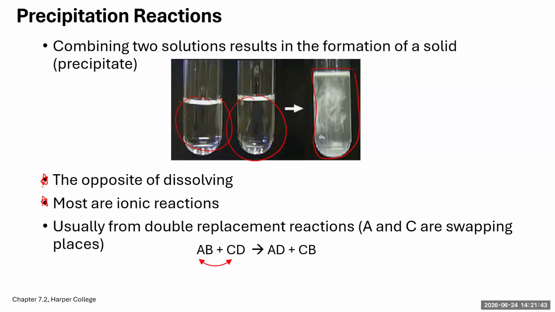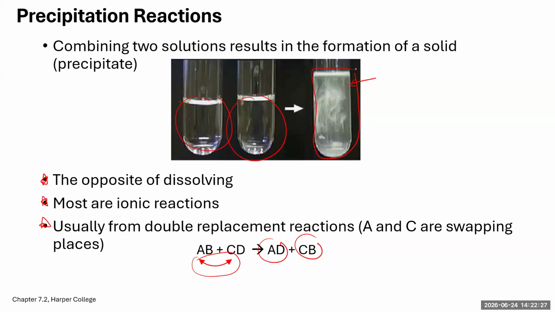Most are ionic reactions, like we just talked about, the ionic rearrangements. We swap the cations, usually in double replacement reactions. So you have reactant AB and reactant CD, and you swap the cations. A takes the place of C, so it's AD now, and CB. And one of those likes to form a solid, and it falls out of solution, gets cloudy, and makes that precipitate.